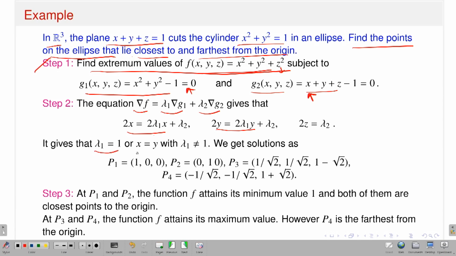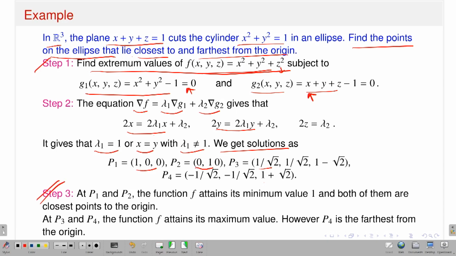So, lambda 1 is equal to 1, or x is equal to y with lambda 1 not equal to 1. These are the possible solutions. You have to just ignore lambda 1 and lambda 2 and focus on x, y, z. So, we will have possible solutions (1, 0, 0), (0, 1, 0), (1 by root 2, 1 by root 2, 1 minus root 2), and (minus 1 by root 2, minus 1 by root 2, 1 plus root 2). These are the possible points, and if you solve explicitly, you will be able to find them.